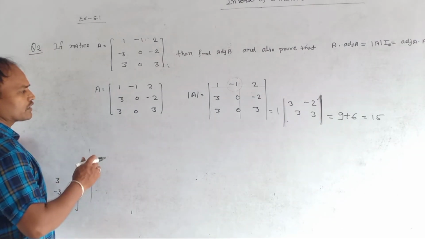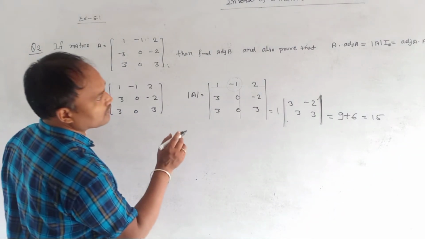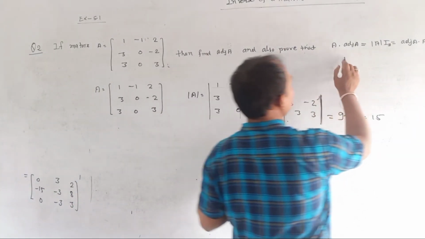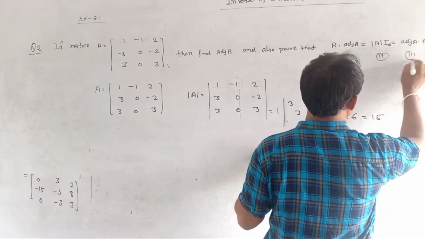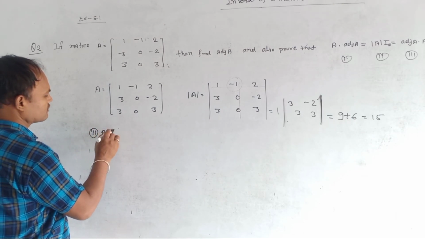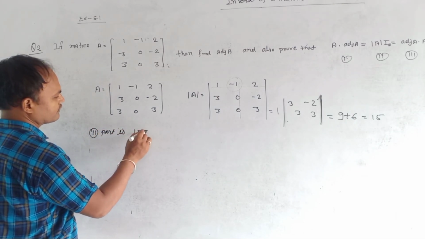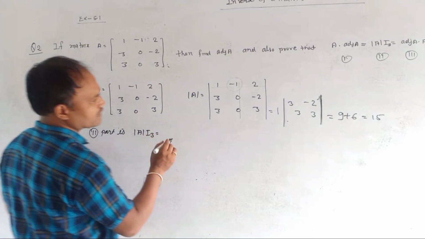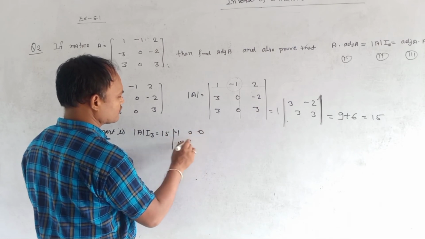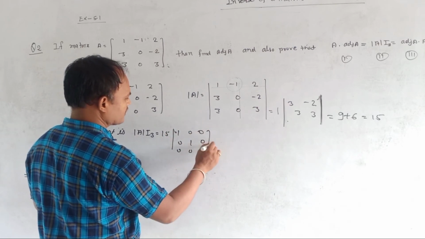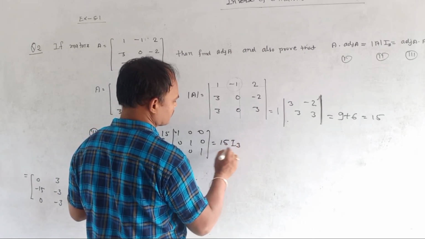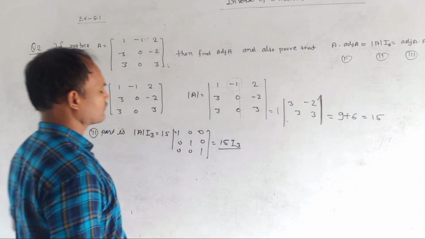Now we are going to solve. This is the first part, this is the second part, and this is the third part. So what is the second part? The second part is the determinant of A into I3. It means the determinant of A is 15 and I3 means 1 0 0, 0 1 0, 0 0 1. So we can say that it is 15 I3. Okay, it is 15 I3.